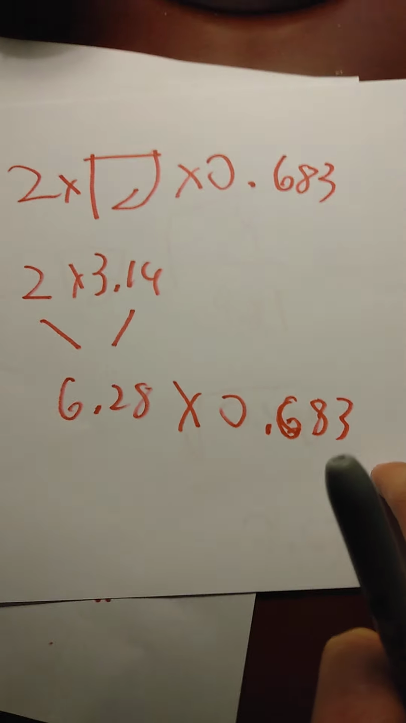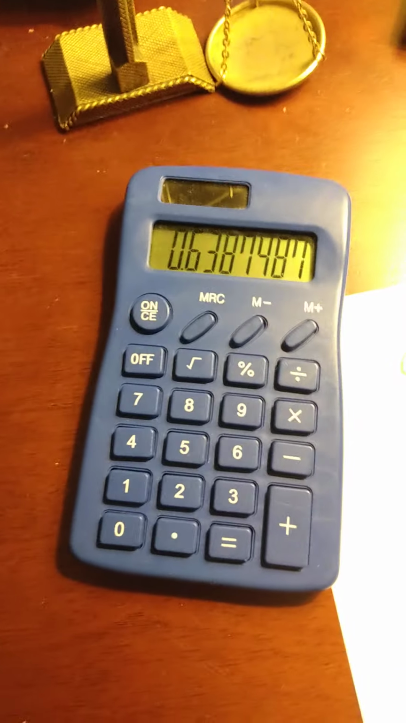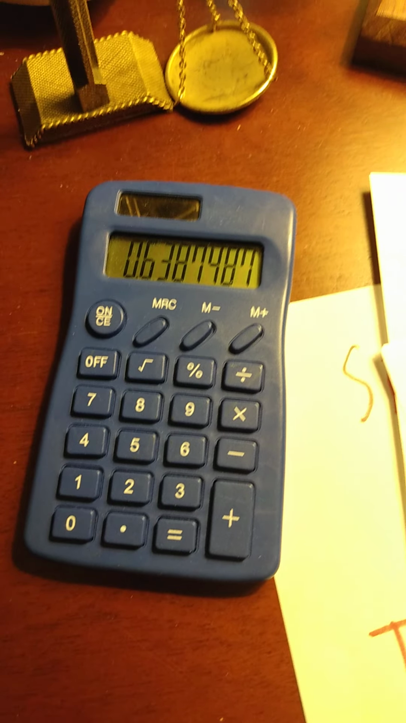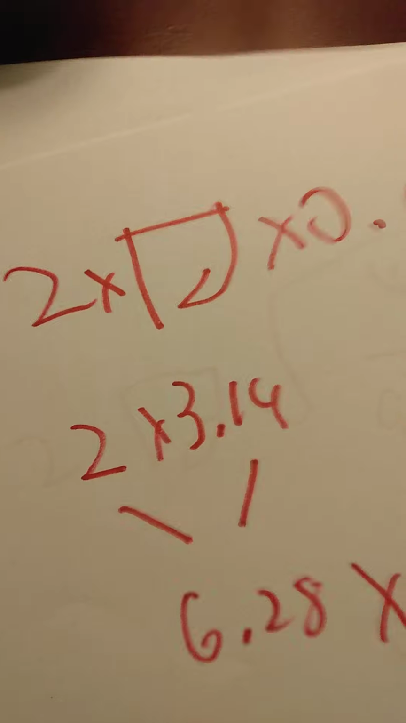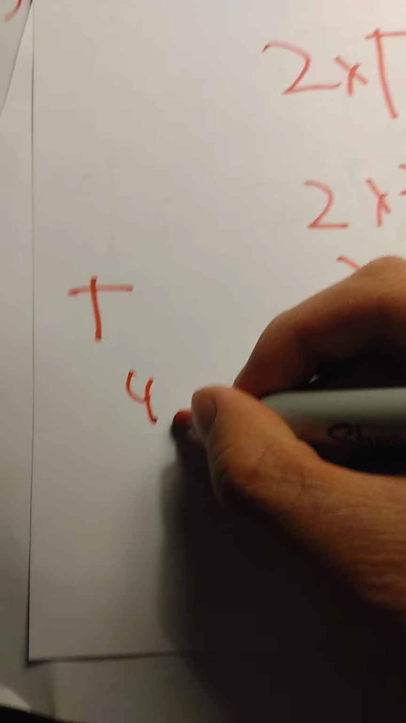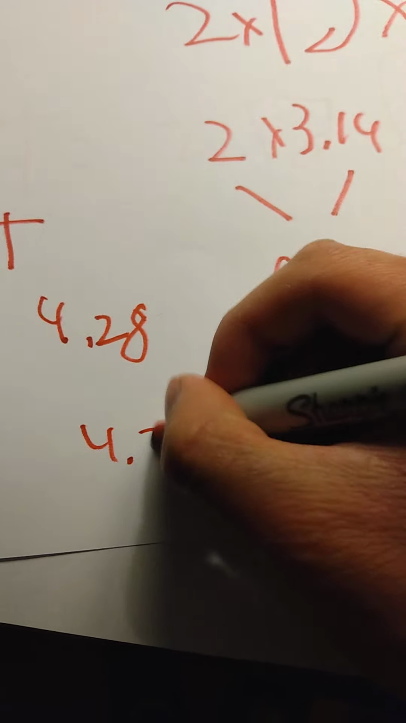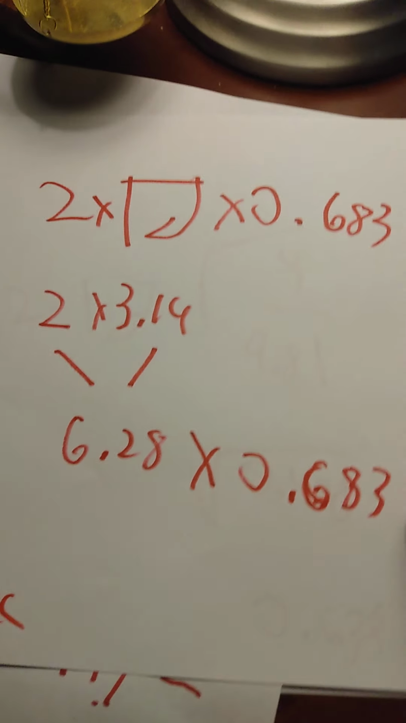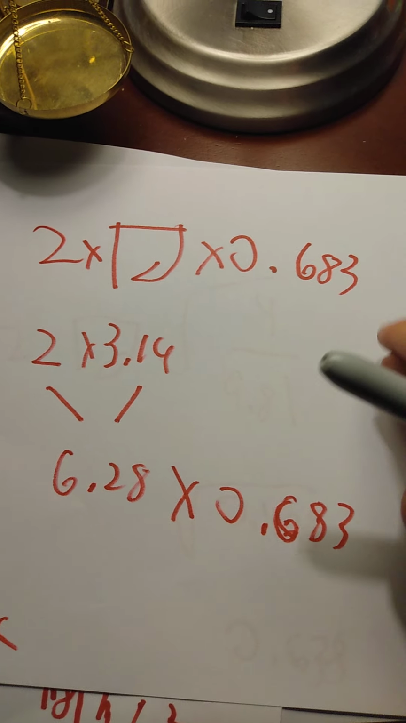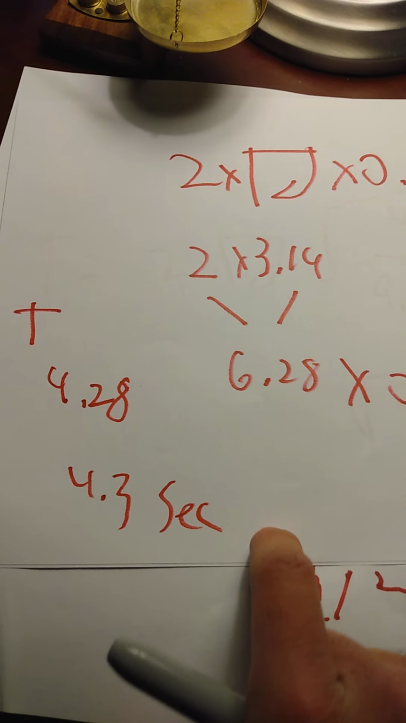If we do that, you'll get an answer for time in seconds again. We can do that in a calculator. The answer would be 4.28 seconds, or we should say 4.3 seconds to round it if you want. So if the pendulum was 4 meters, it would take longer.